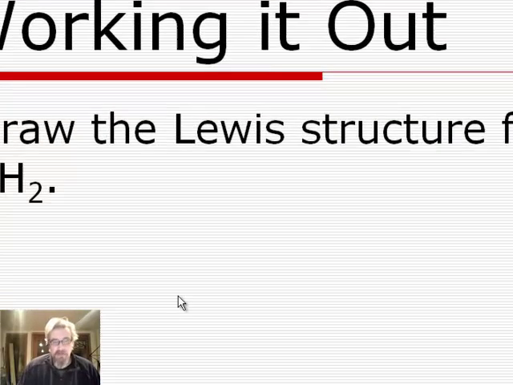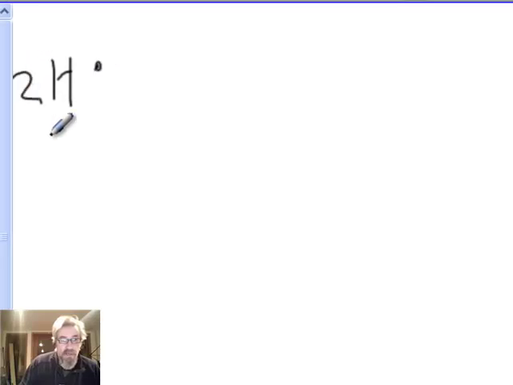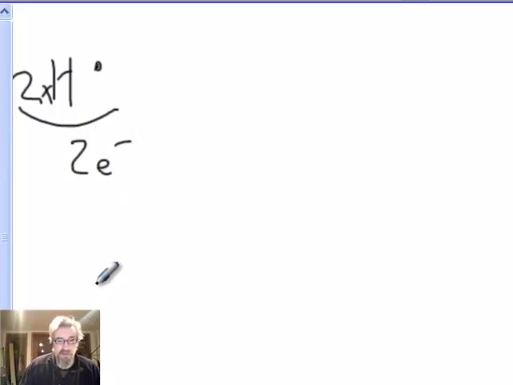Draw the Lewis structure for hydrogen. Well, hydrogen's got 2 hydrogen atoms. Hydrogen atoms have 1 dot because they're column 1, 1 valence electron. So that gives me a total of 2 valence electrons in my structure.